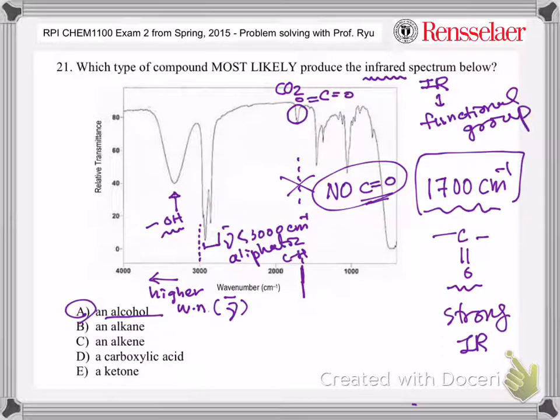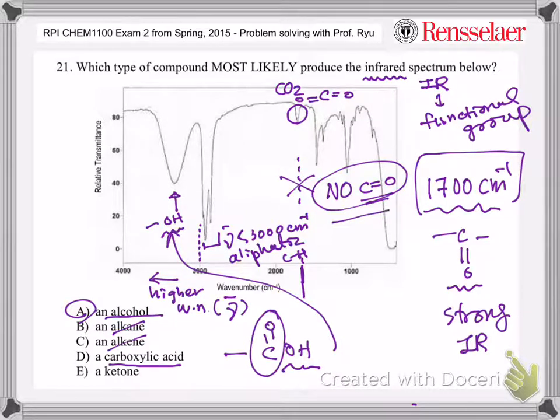Somebody might wonder, could it be a carboxylic acid? Wait a minute, carboxylic acid has an OH group too. Yes, it does, and it should show up as a broad peak around here. However, I don't see any peak around 1700 or 1715. So therefore, carboxylic acid is ruled out. Ketone is obviously out, there's no ketone peak. So therefore, the answer for this one is an alcohol, based on this broad peak, higher than 3000.